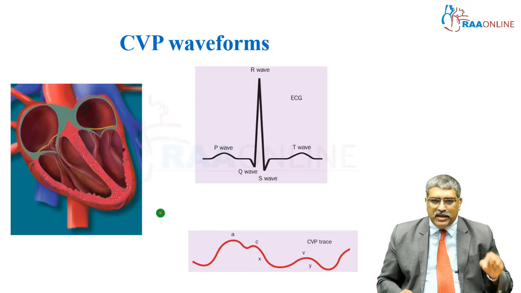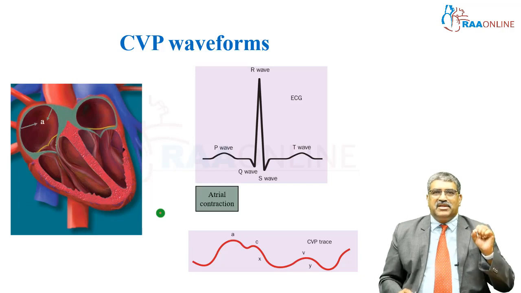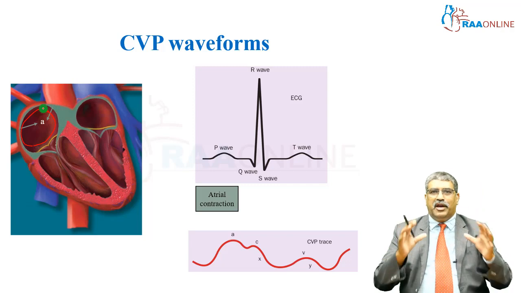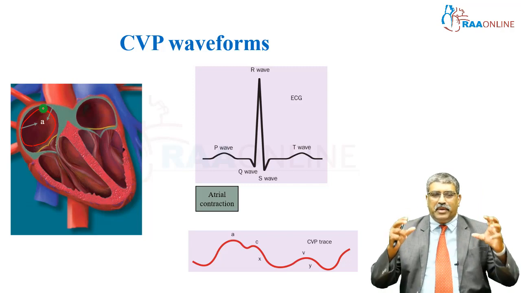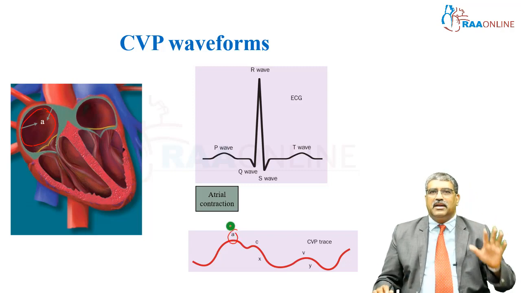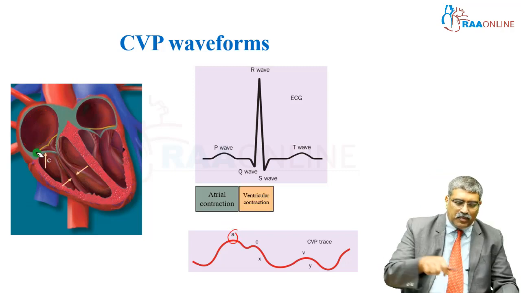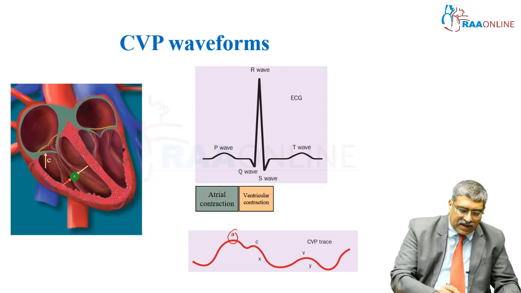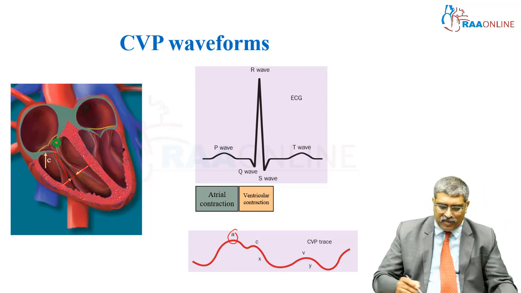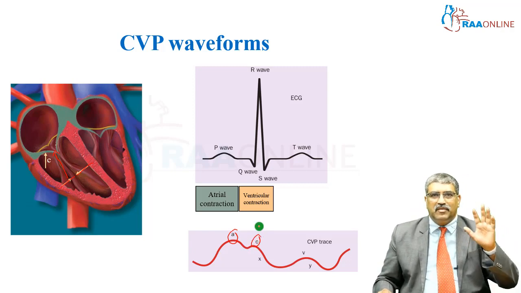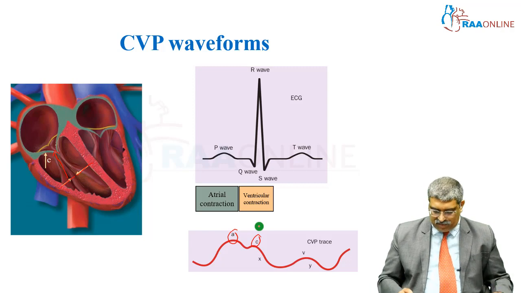Now coming to each waveform. The first wave is the atrial contraction, the main wave of the CVP. The atrium contracts and you can see the A wave appearing here. That is the first one. The second positive wave is the C wave. Here the ventricle contracts, and this contraction of the ventricle is reflected back on the tricuspid valve, which is seen as a positive C wave. That is the second positive wave.